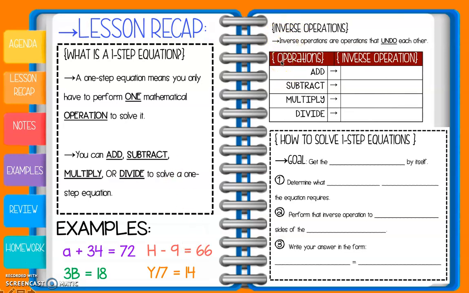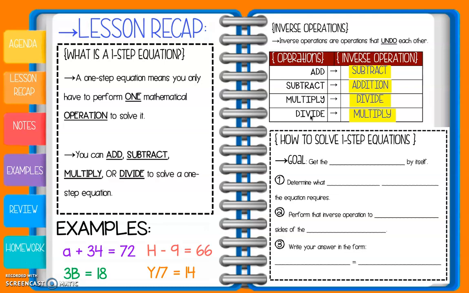So quick review, inverse operations are operations that undo each other. They cancel each other out. So the opposite or the inverse to addition is subtraction. The inverse to subtraction is addition. The inverse to multiplication is division. And the inverse to division is multiplication. These cancel each other out or they undo each other.